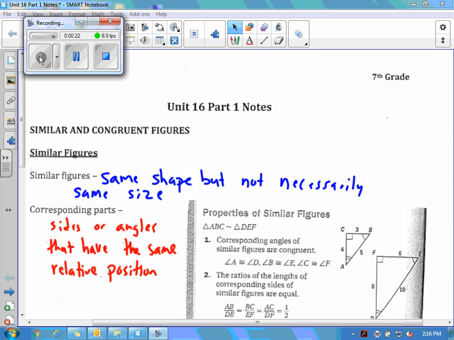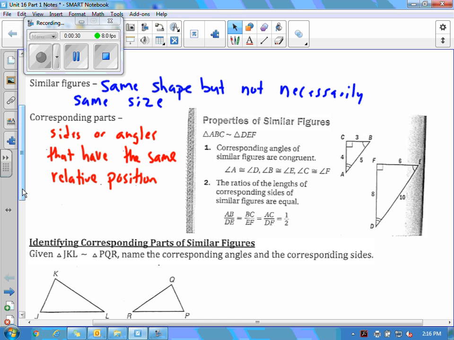And then when we're talking about similar figures, the corresponding parts are the sides or angles that have the same relative position. So if you look at this little explanation that I printed out of the book, it says properties of similar figures. So the first thing is that corresponding angles of similar figures are congruent. So the angles that match up are congruent, which basically means equal, just when we're talking about measurement. And then the ratios of the lengths of the corresponding sides of similar figures are equal. So for the angles, they're actually equal, it's actually congruent. For corresponding sides, it's the ratios that are equal.